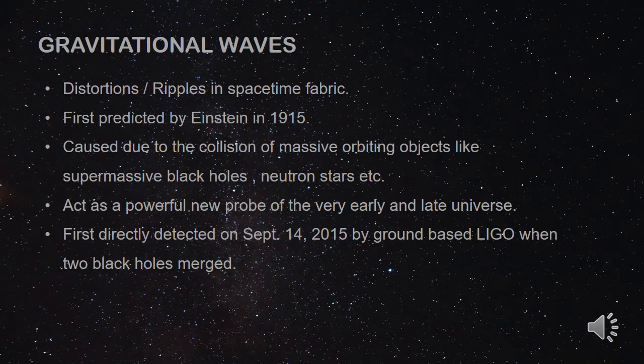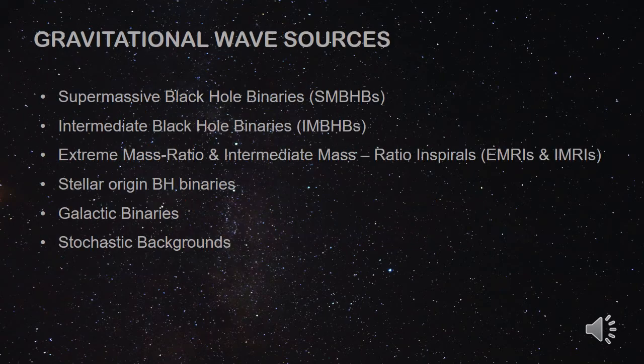Gravitational waves. Gravitational waves are distortions, ripples in the space-time fabric, first predicted by Einstein in 1915, caused due to the collision of massive orbiting objects like supermassive black holes, neutron stars, etc. They act as a powerful new probe of the very early and late universe, first directly detected on September 14, 2015 by ground-based LIGO when two black holes merged.